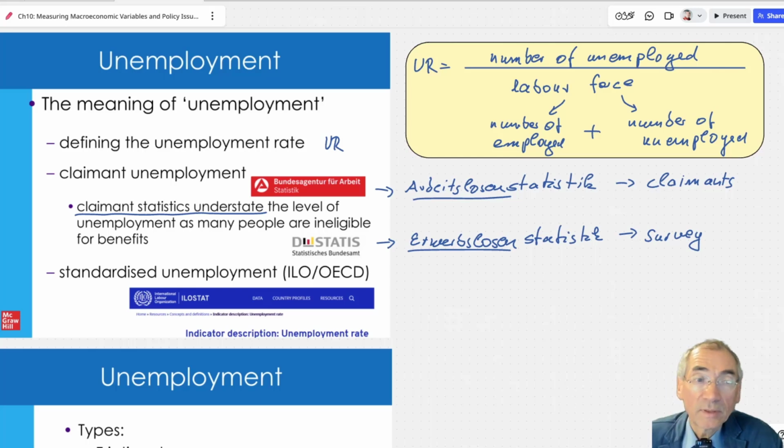Both statistics, of course, know each other, work with each other, and use each other to correct the results. And in reality, the two results are relatively close to each other, but not because they are the same, but because they use each other in order to correct things.